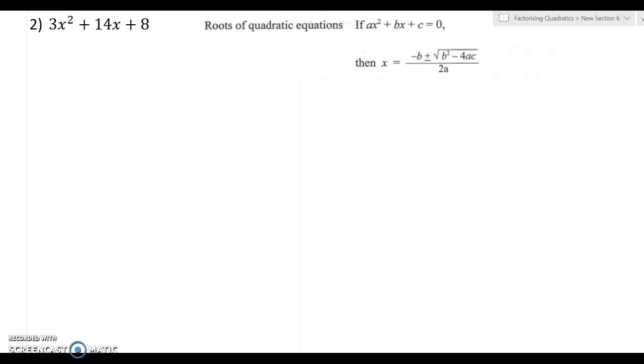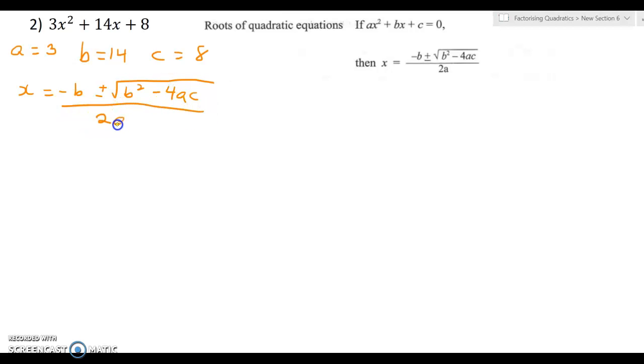As I said, for number 2 and 3, we'll use the quadratic formula. So again, A is the number before the x squared, 3. B is the 14, the number before the x, and C is 8, the number by itself. So let's rewrite the formula: x equals minus b plus or minus the square root of b squared minus 4ac, all over 2a. As I said in the previous video, this formula comes on the formula sheet. It's not a formula you need to remember. So let's do our substitution now.